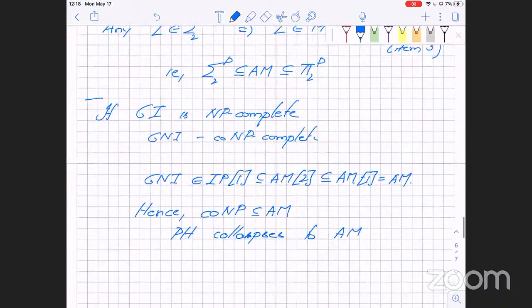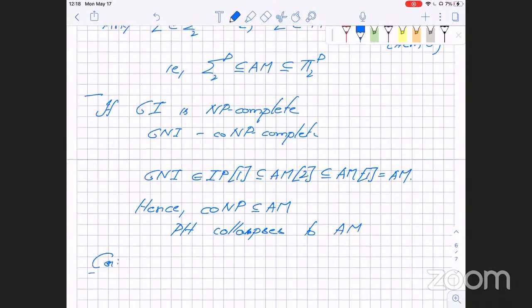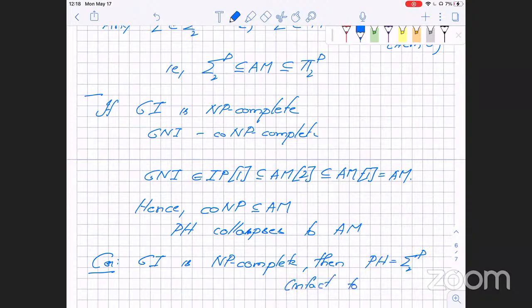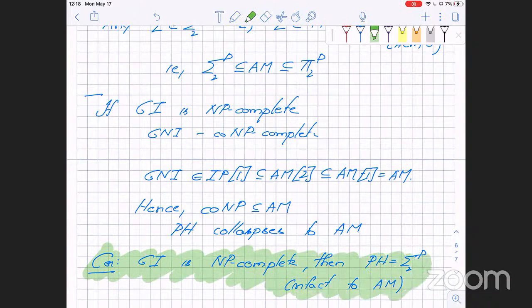So the corollary of this is the following. If graph isomorphism is NP complete, then PH collapses to sigma 2p. In fact, to AM. And I want us to sort of stare at the statement for a while. The statement actually is a profound statement out here.